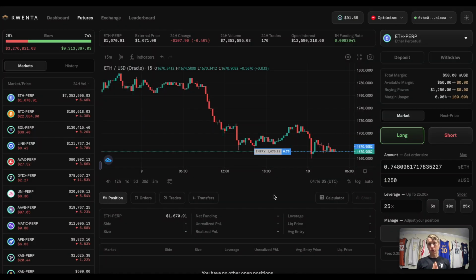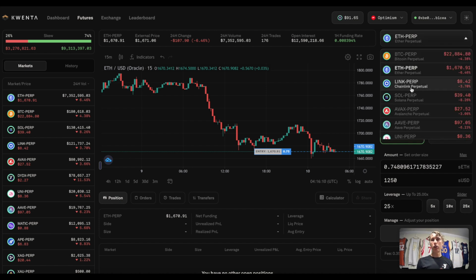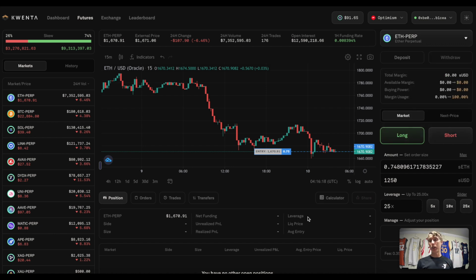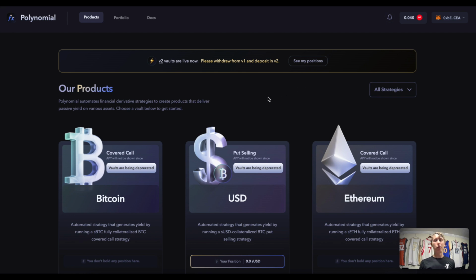Kwenta only works with SUSD as collateral, but you can do ETH, you can do Bitcoin, you can do Link, Sol, AVAX, AAVE, Uni, Matic, you can do gold, silver. There's several different tokens you guys can use on the Kwenta platform. You can go long, you can go short. So make sure you guys look into it and play around with the platform a bit so you can see what's up. Now the last protocol I want to go over is Polynomial.